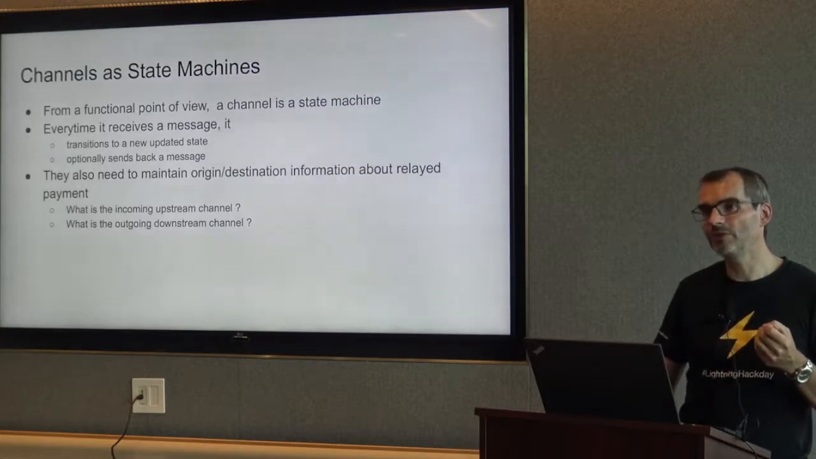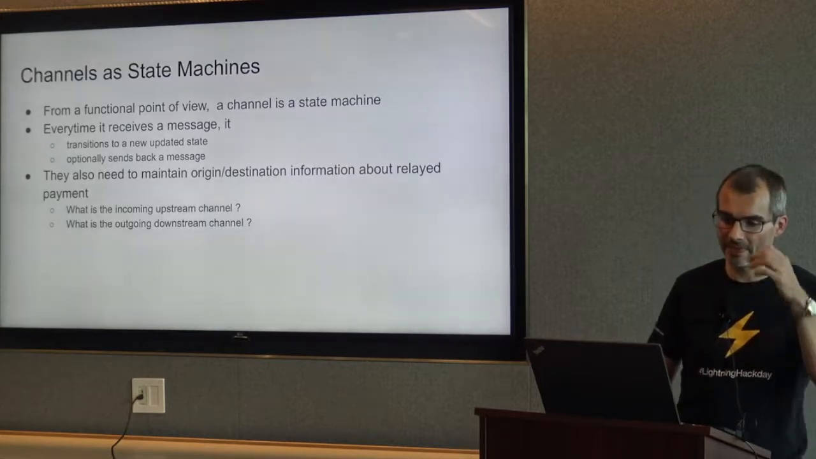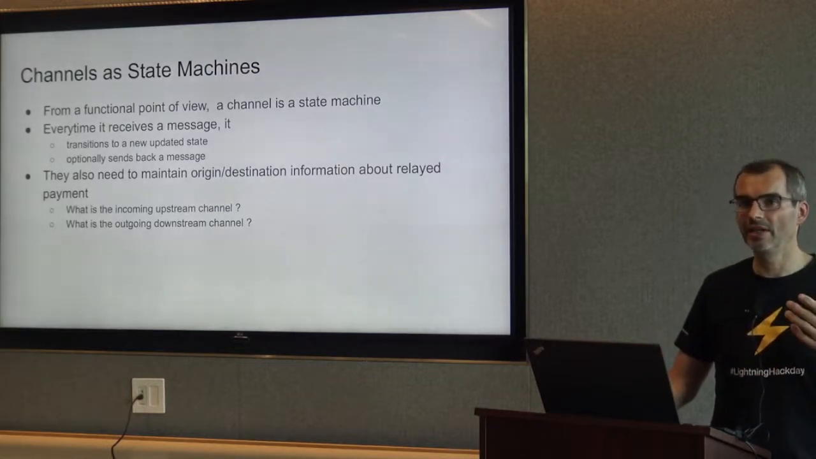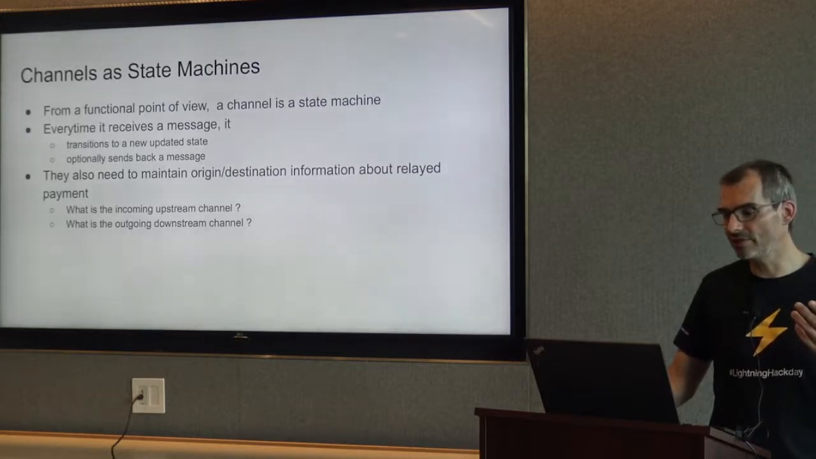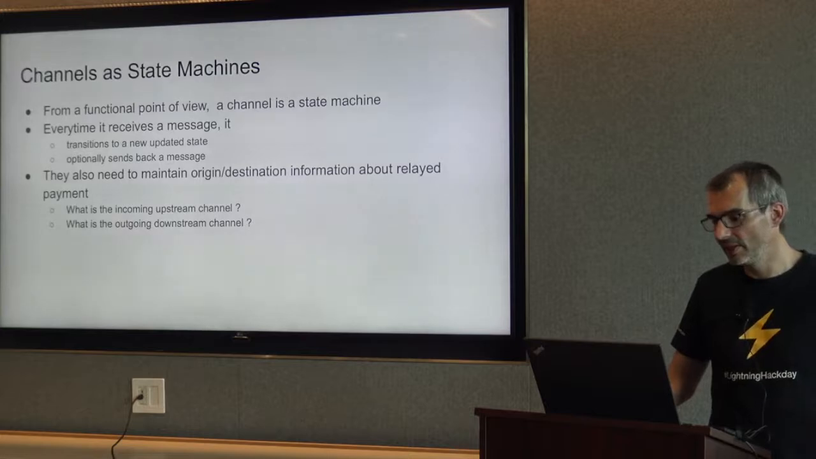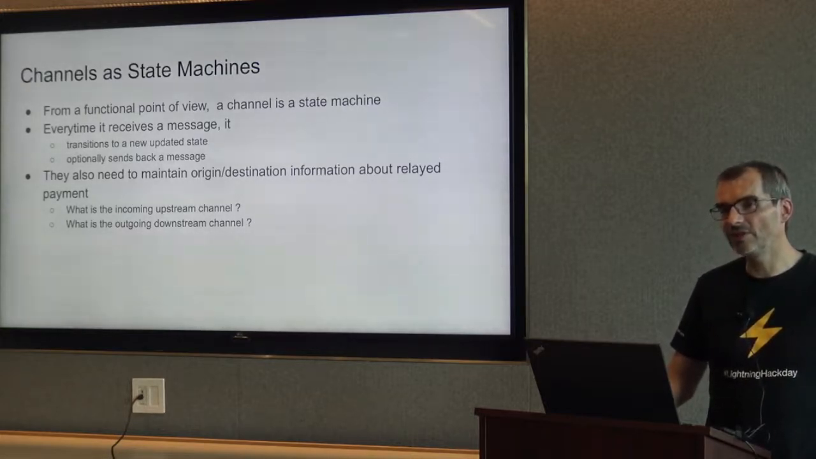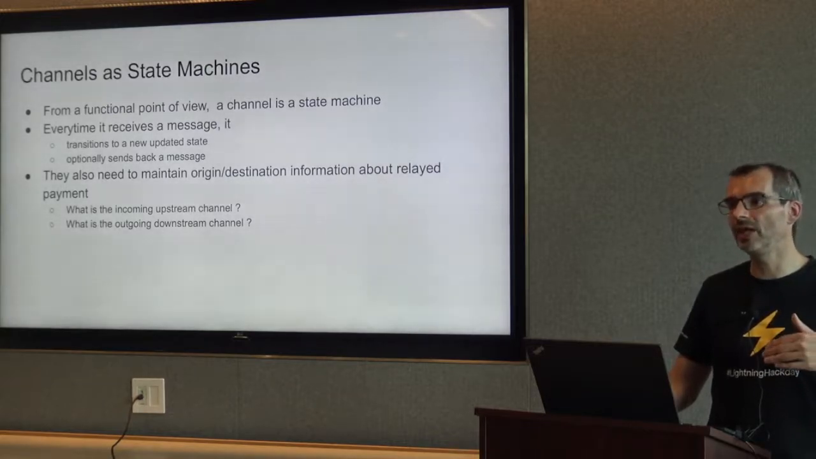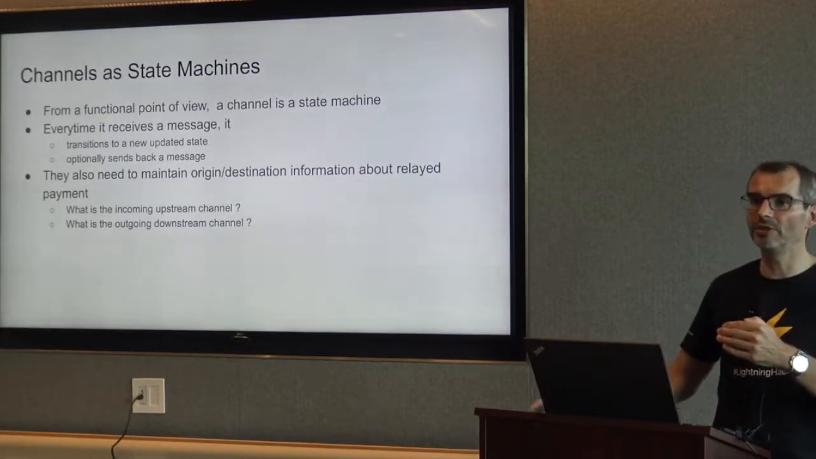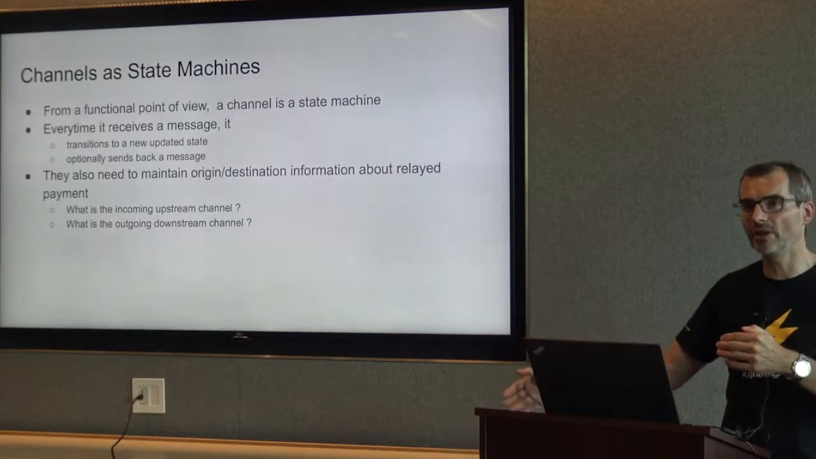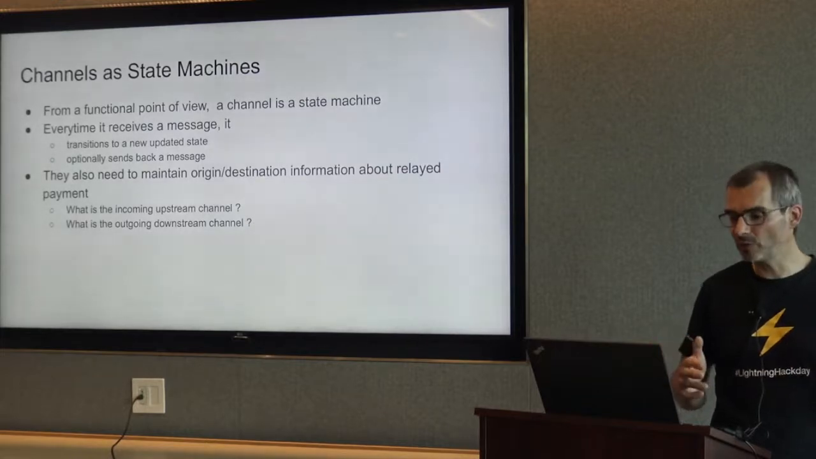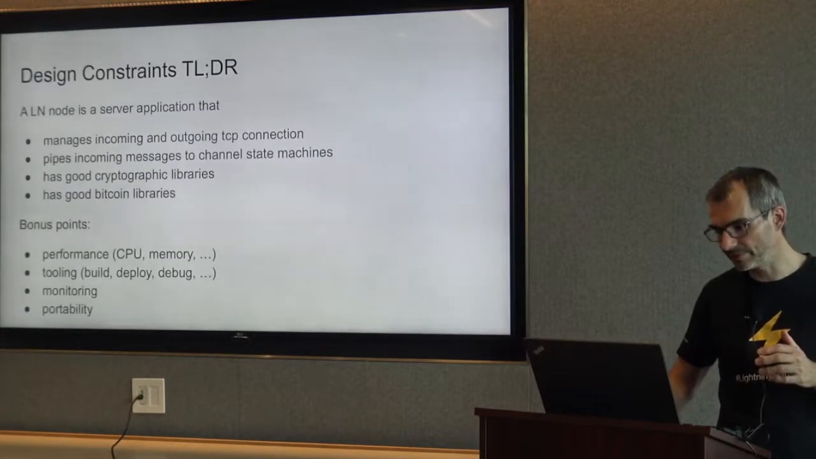So from a functional point of view, a Lightning channel is a state machine. Every time you receive a message, you will transition to a new updated state, and optionally, and in most cases, you will send back a message. You need to maintain origin and destination information for what payments you've relayed. So if someone tells you to relay a payment, you need to know what the upstream channel was and what the downstream channel was, and when you receive the pre-image on the downstream channel, you have to remember where to send it back on the upstream channel. So you have to maintain associations between upstream and downstream channels.